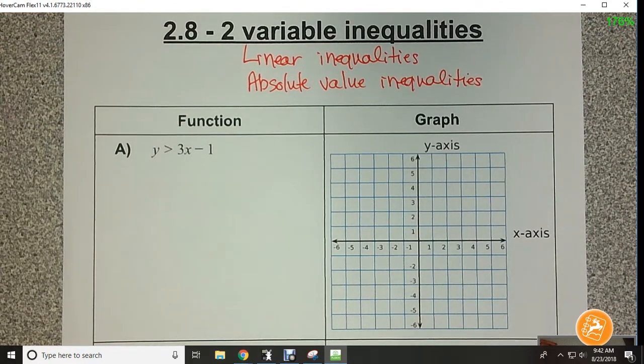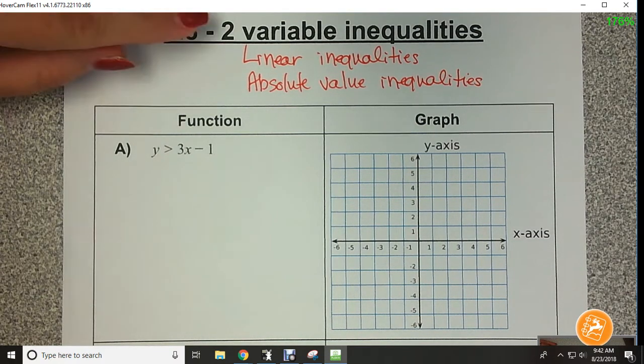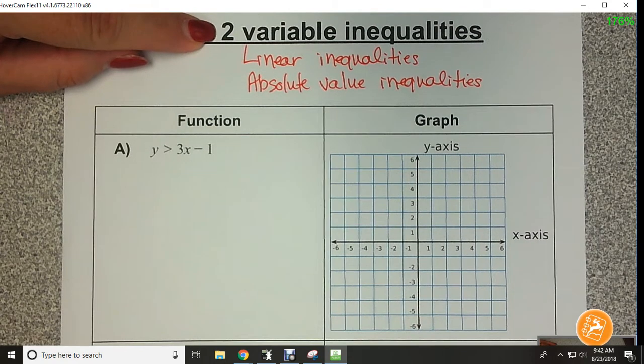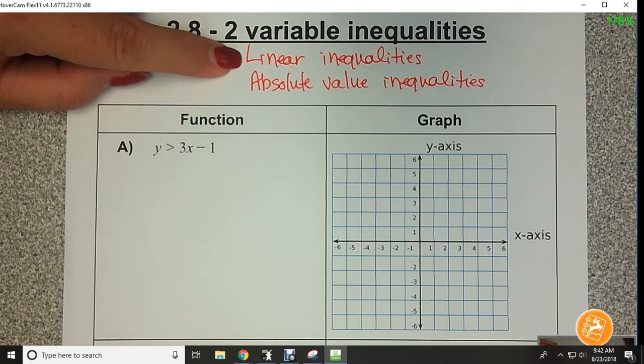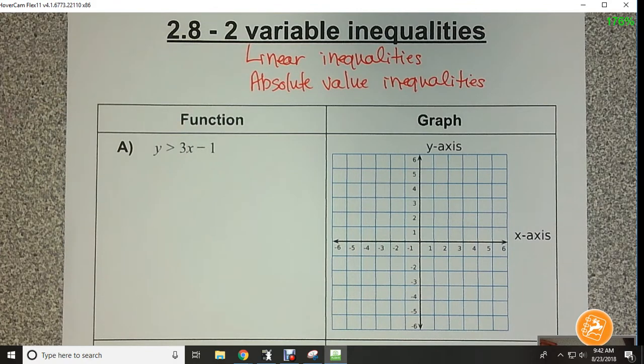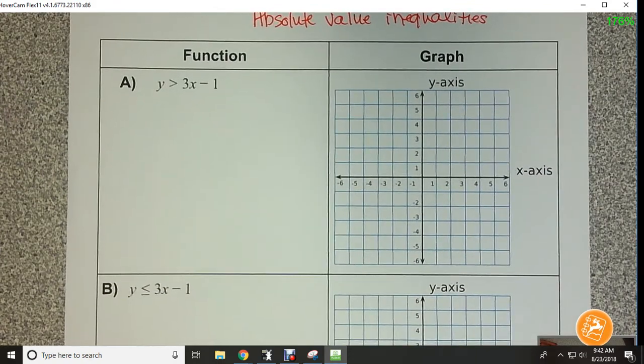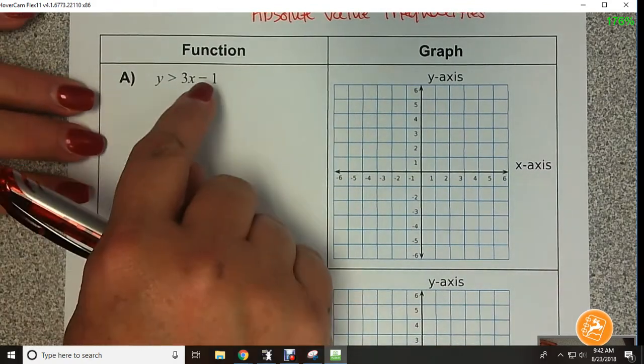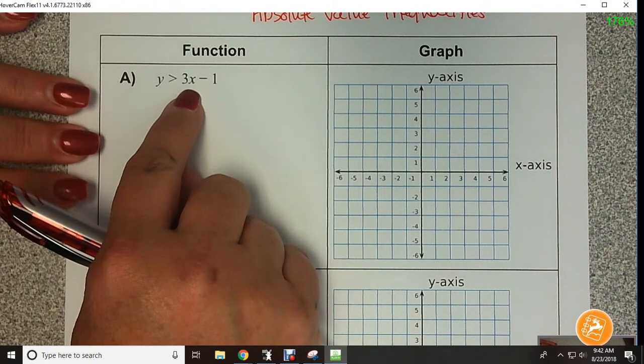These absolute value inequalities also have an x and a y in them, and that's going to be our very last example of the day. You'll see it there. I guess that's why the title is just two variable inequalities, because most of the time they're these. Sometimes you get this one. So now, for A, they want me to graph this function.